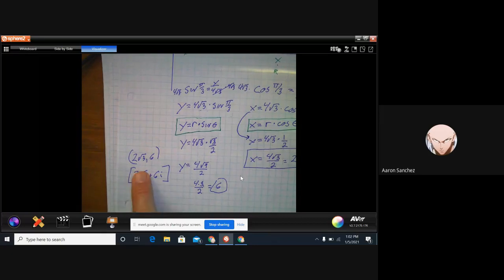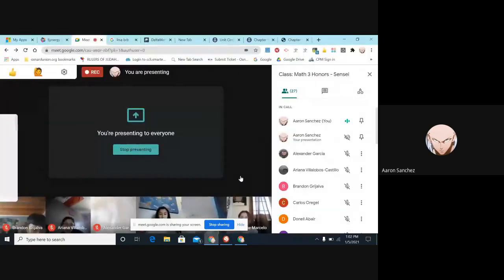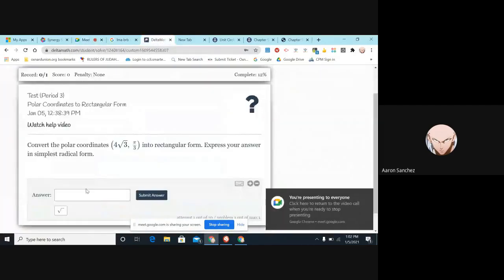So this is our answer. Remember, this was our x, 2 root 3. This was our y. Now, the thing is, it gets kind of finicky. Am I going too fast? Stop me if I'm going too fast, please. Wrote the answer down. So here's how we write our answer.